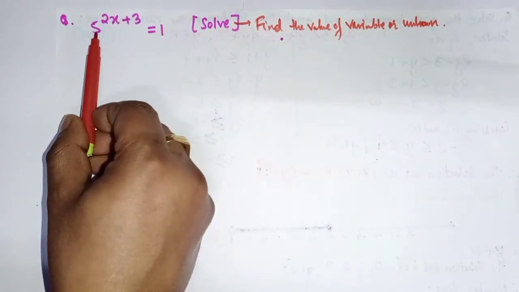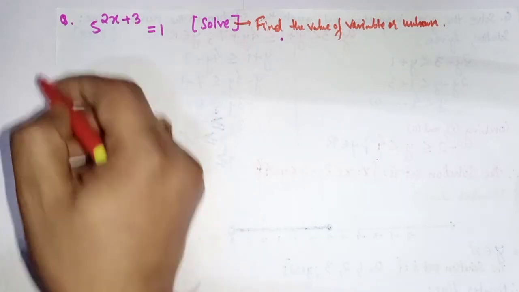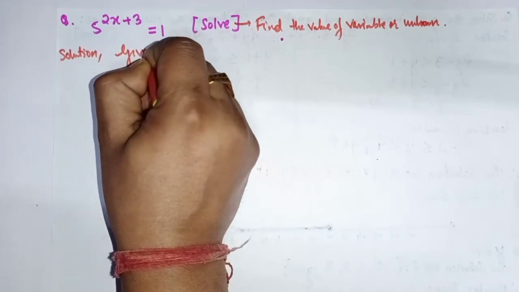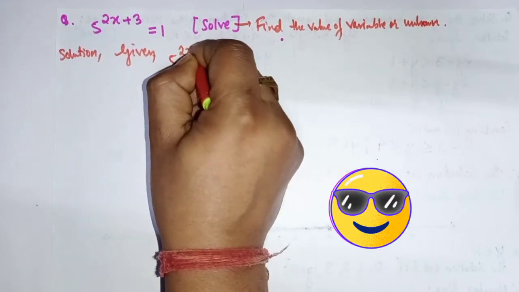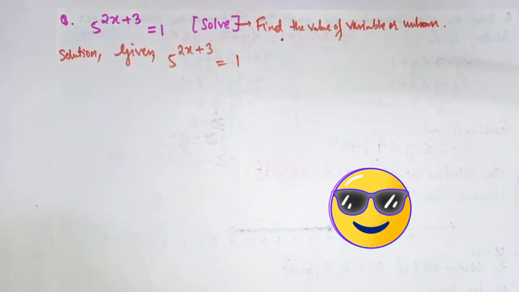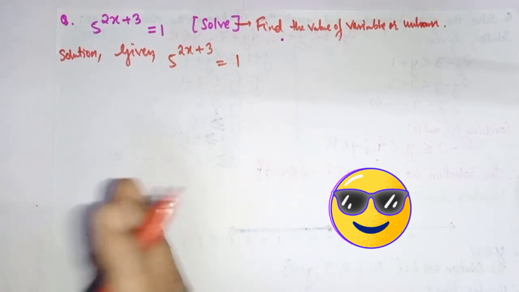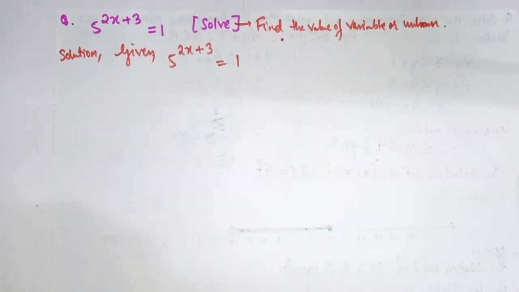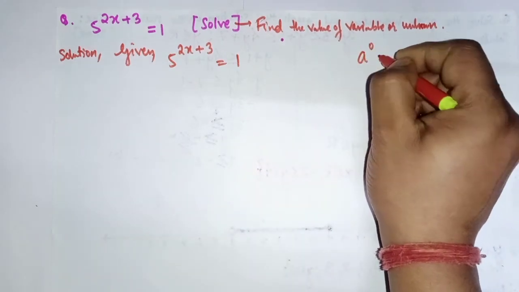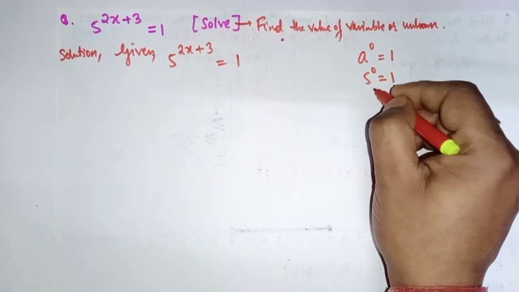What is given is 5 to the power 2x plus 3 is equal to 1. So in the solution, what will I write? Given, 5 to the power 2x plus 3 equals 1. This question carries 2 marks only. Now you can see this side is 1, but this side is 5. We know that if the bases are same, the power has to be same. So can I write like this? You know that anything to the power 0 is 1. So a to the power 0 is 1. That means 5 to the power 0 is 1. Yes or no? Then instead of 1, I can write 5 to the 0.